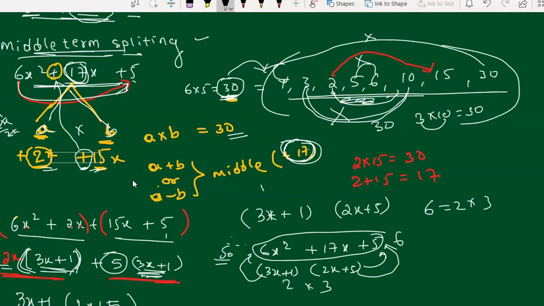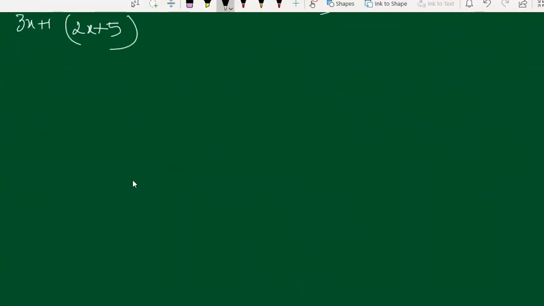I'll try to do it with the factor theorem. I'll apply the factor theorem. The same polynomial I had taken, I will take here. That is p of x is equal to 6x square plus 17x plus 5. This is my polynomial. Using the factor theorem, I am going to find the factors.